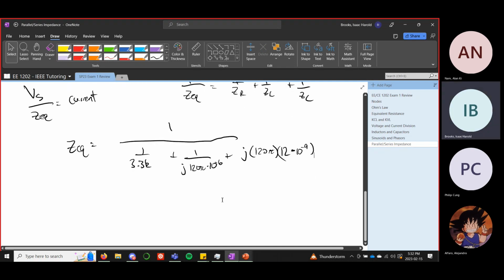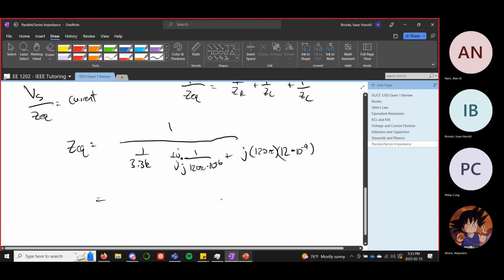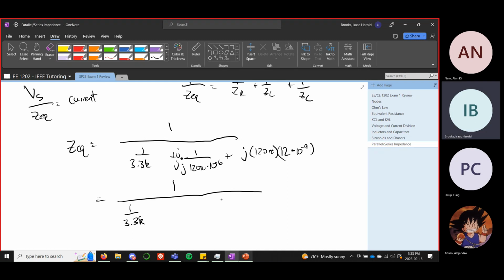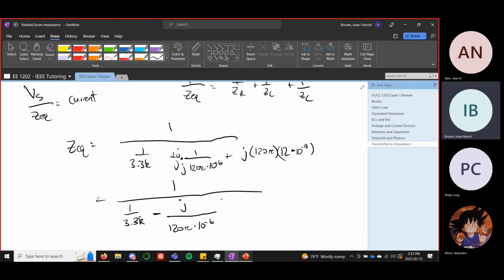So at this point, what I would do is combine all of these together. You don't have to get this into polar form to do the division, because we can do the j over j trick. If we multiply this one by j over j, then we get 1 over 3.3K. j on top, j on bottom becomes minus 1. So this basically becomes minus j over. Do you see how that one works? Yeah. Okay. So this is how I recommend it.